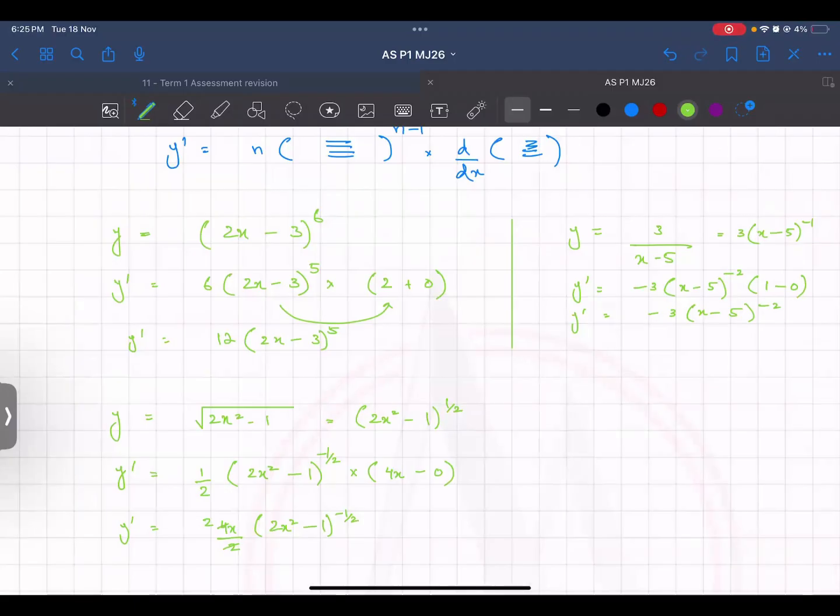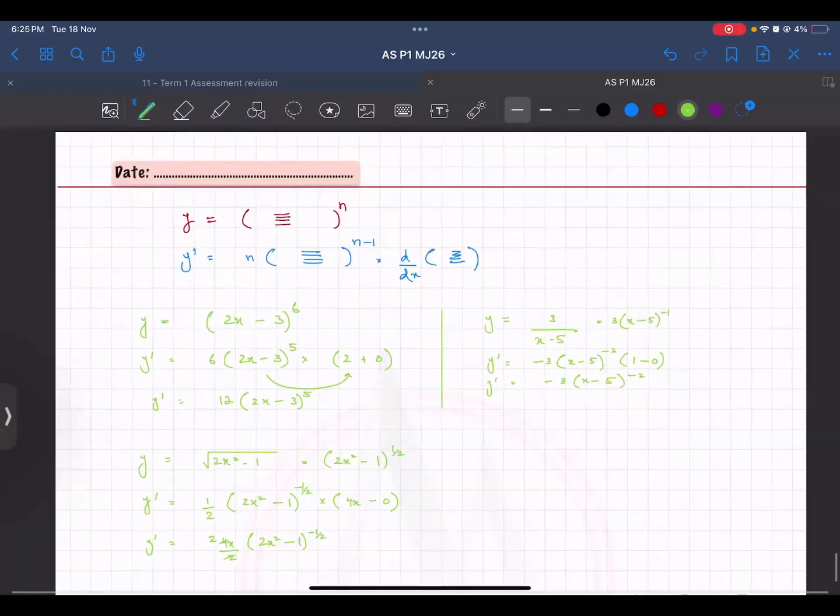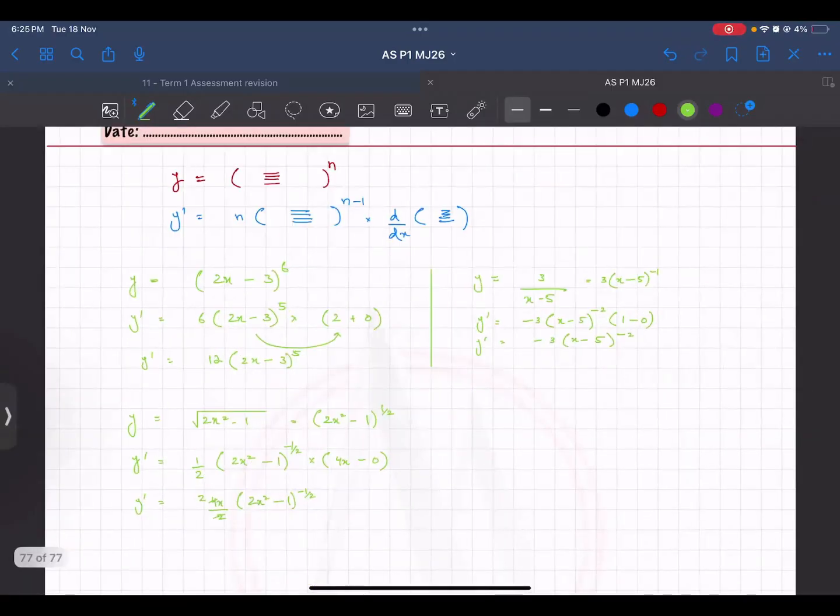Okay? Copy this down as well. If you have any questions, ask. We will do more things as well. But I'll share this worksheet with you so that you can practice how to differentiate. There are still more things to do. This topic is not over.